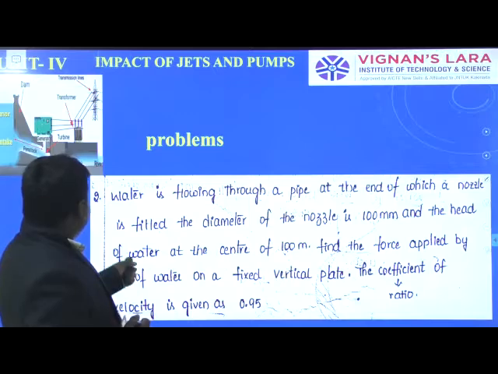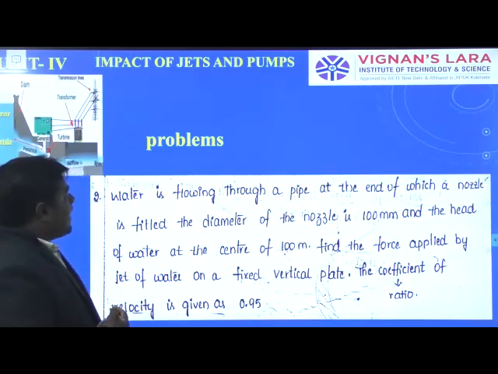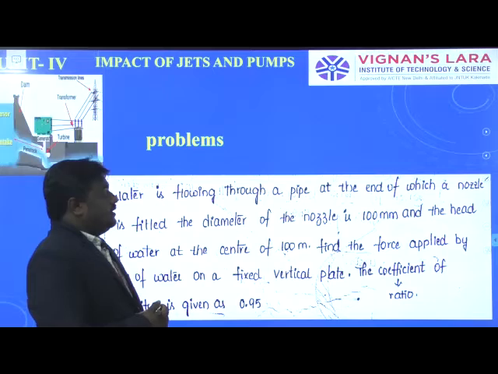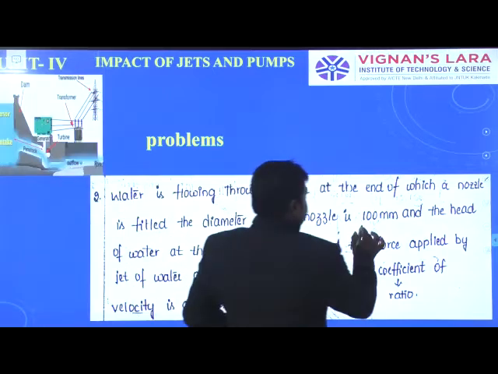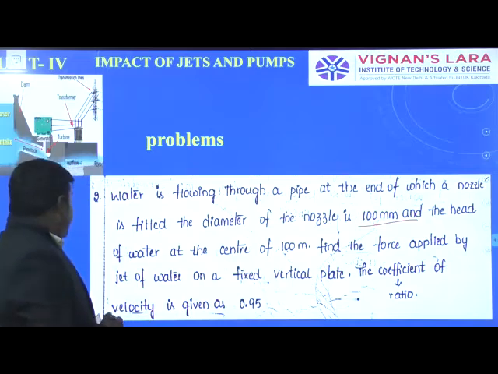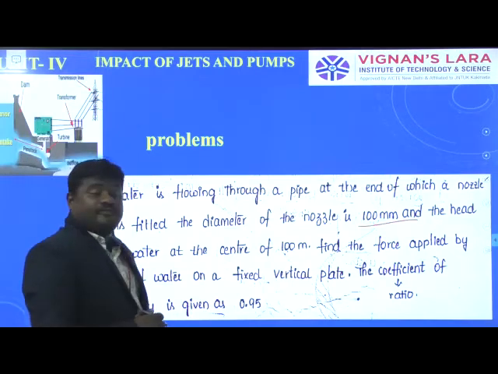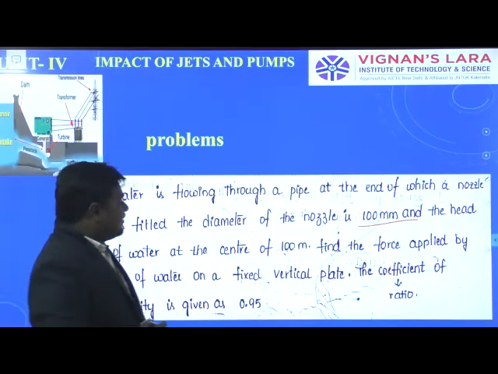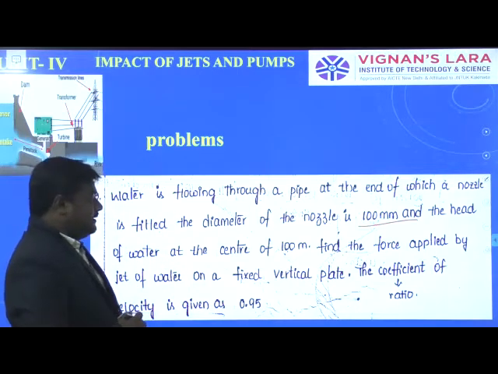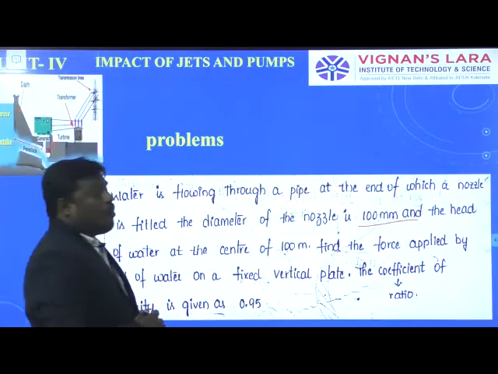And this is the second problem. Water is flowing through a pipe at the end of which a nozzle is fitted. The diameter of the nozzle is given as 100 mm, and the head of water at the center is 100 meters. Find the force applied by the jet of water on a fixed vertical plate. The coefficient of velocity is given as 0.95.